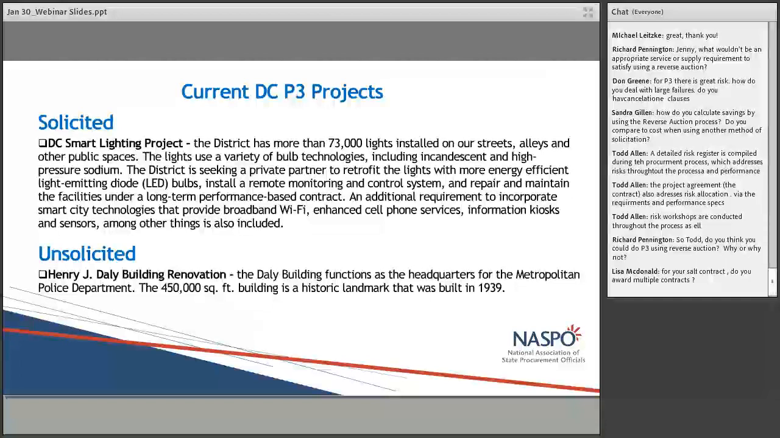There's a question from Richard to Todd. Do you think you could do P3 using reverse auctions? Why or why not? Good question. Because, in a nutshell, the rules govern the process by which P3s are carried forth, and I don't think reverse auctions would fit neatly into that process.